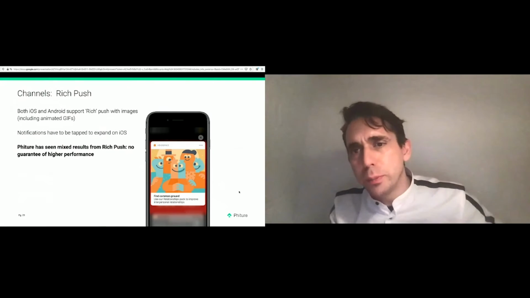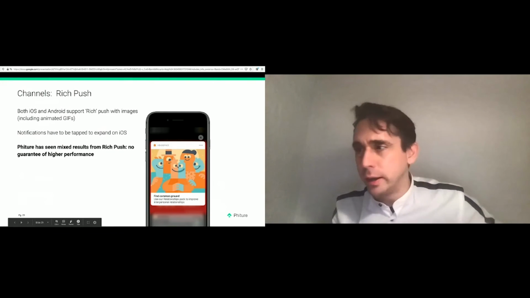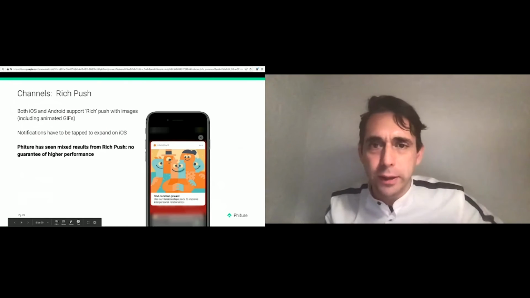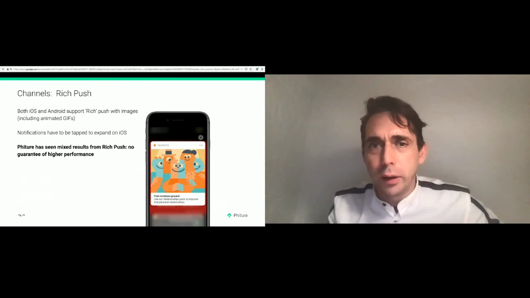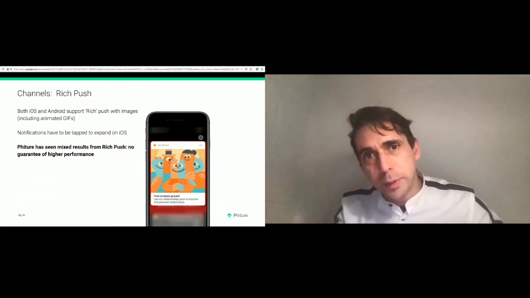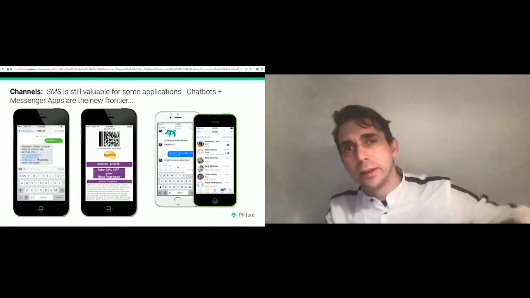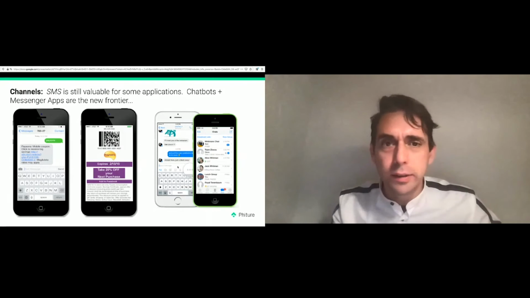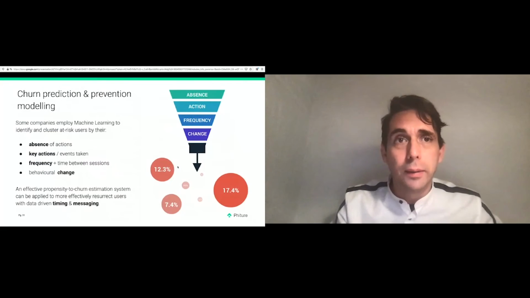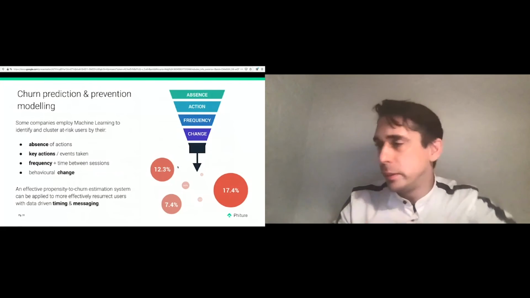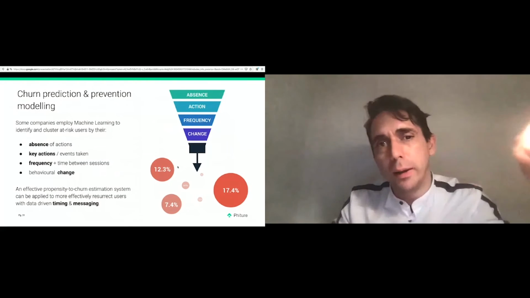Just want to call out that rich push, which is what you see on the right here, push messages with graphics in, is not always doing so well in our experience. Worth testing, but we haven't really seen great performance with them. SMS, on the other hand, super old technology, still works really well. I've got two more slides left, so I'm going to be finishing just about on time.